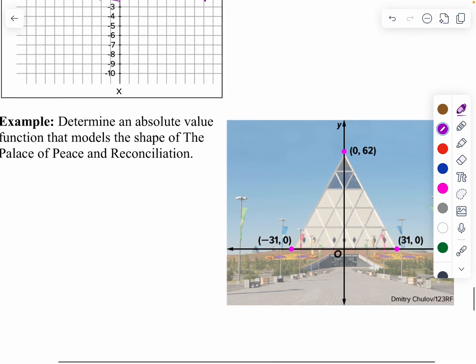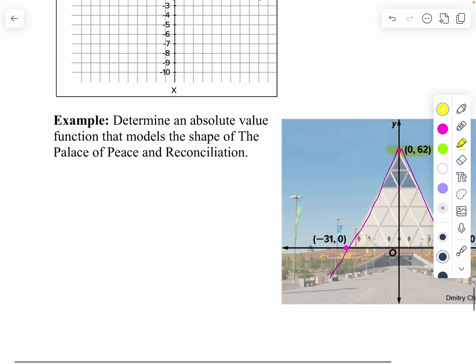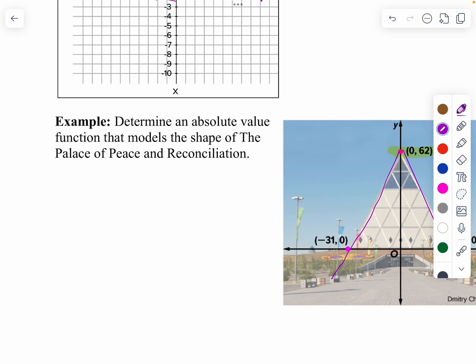Finally, let's look at one where we're going to write the equation of the graph. First off, notice it's an absolute value, so that's why we're going to write it as an absolute value. I notice right away it's up 62. It's not over anything. It's just up 62. Since it's up 62, that means k equals 62 in my formula.